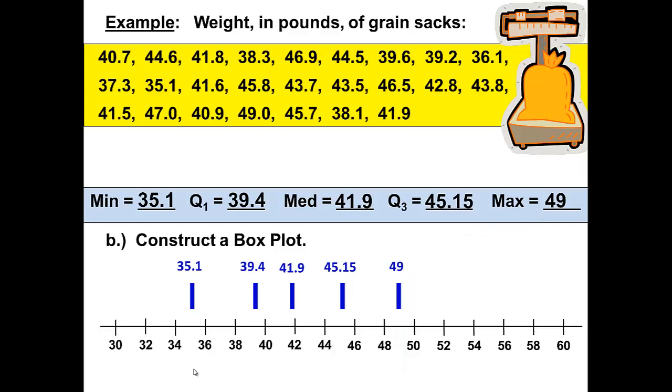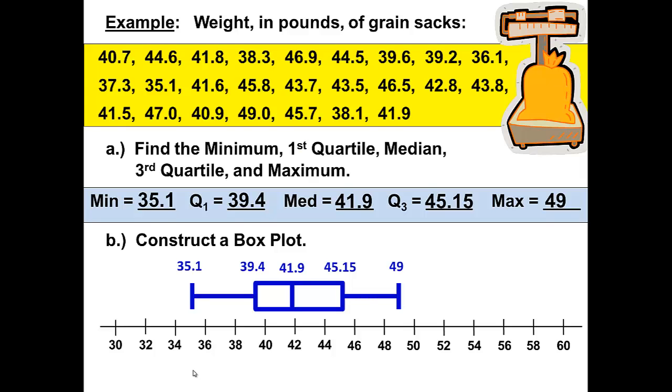Next, we need to make the lines into the box and whiskers. Draw the box first around the inner markings. Remember, this is 50% of your data. Then draw your whiskers, left, then right. This completes our example.